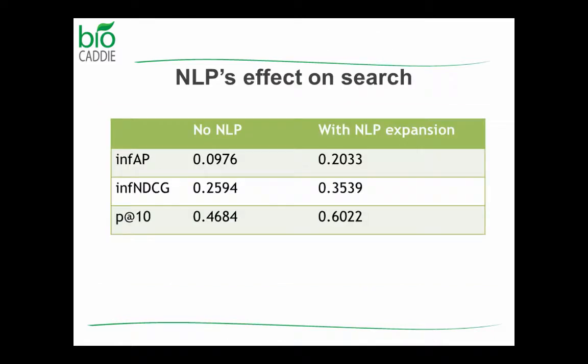We also did an evaluation because we are writing the JAMA paper recently, and one question is what exactly is the effect of the NLP-based approach on retrieval performance. Using the benchmark data set we created for the data retrieval challenge, we looked at without expanding the query using NLP versus using NLP to expand the query. The difference is actually quite big. With the expansion, we can reach an inferred average precision of 0.2033, and the P10 is also close to 0.6.